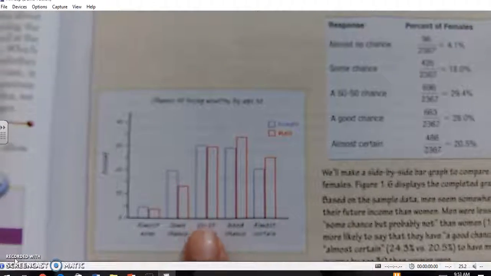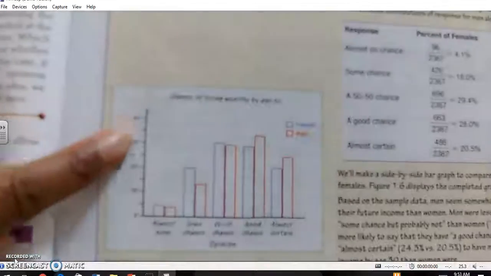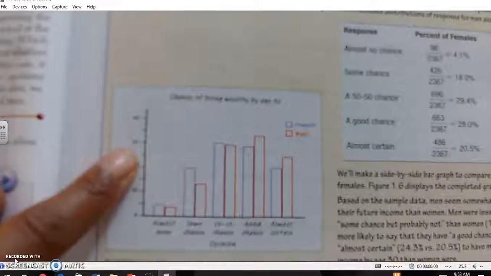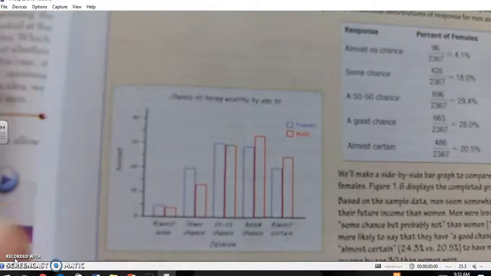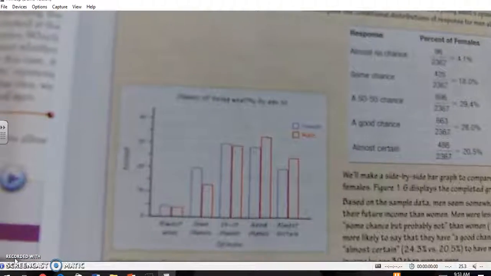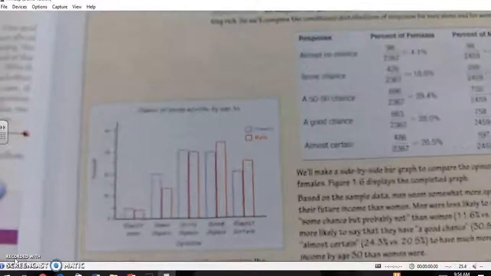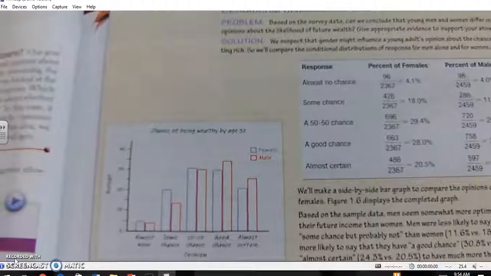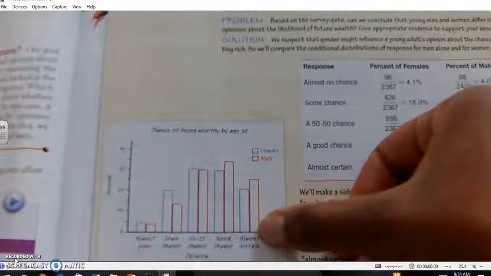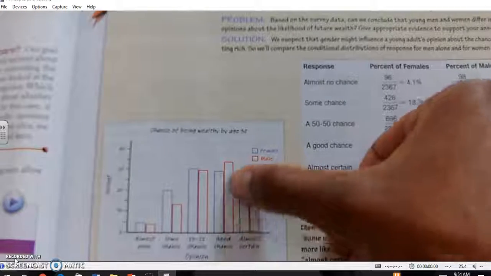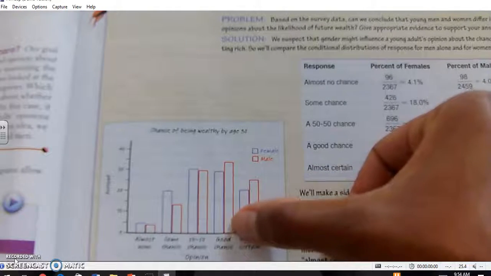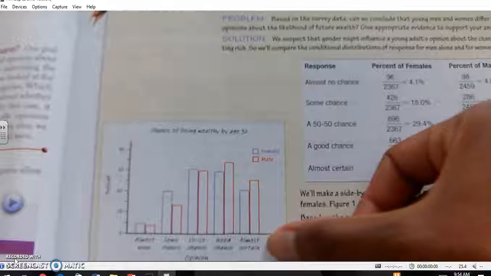So here they've made a side-by-side bar chart where you can see the percentages on the side. Obviously, it wouldn't be good to use counts because there are different numbers of men and women in the sample altogether. Percent allows us to see how they actually compare. And here we see that, again, men tended to feel that there's a good chance or almost certain more so than women. Let's read their analysis here.